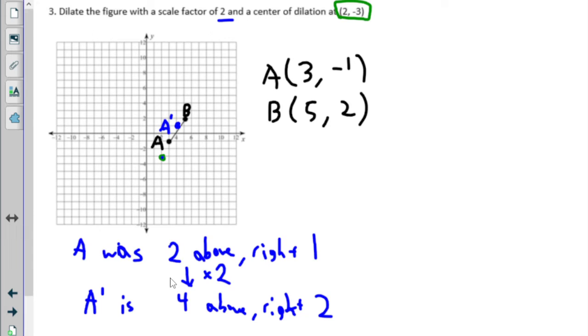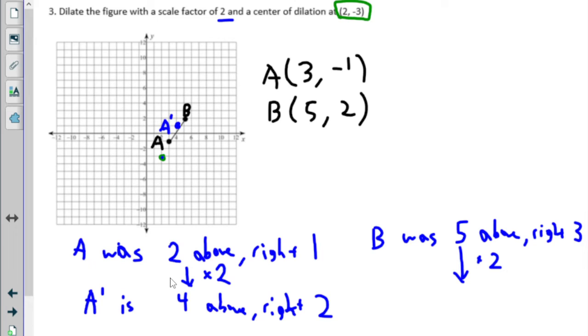Now let's do the same thing for B. B was, let's count our distance from that center that we're building from. You are here. We're going to count up 1, 2, 3, 4, 5, and to the right 1, 2, 3. So 5 above and to the right 3. And now we're going to take those distances. That's what's going to get multiplied by 2.